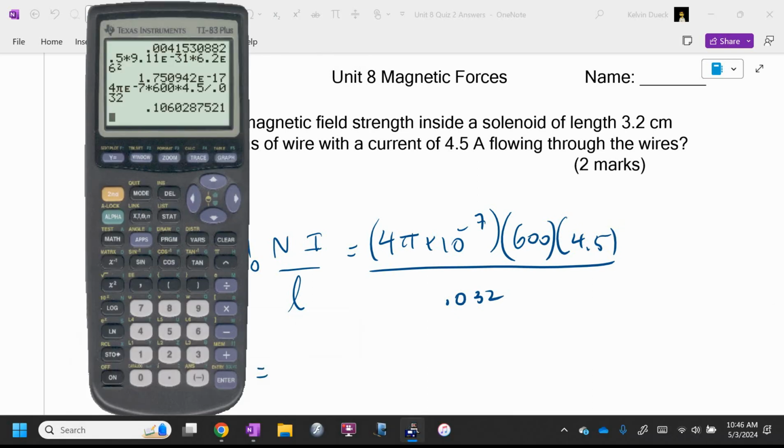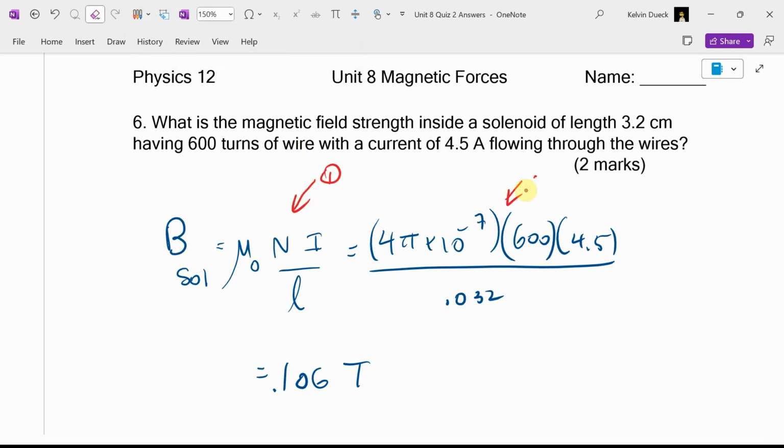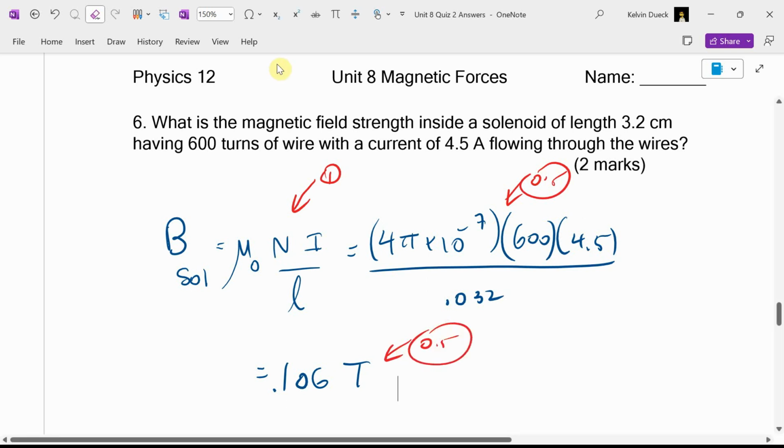Did you get 0.106 Teslas or no? That's you nodding? Teslas. I guess here I would give you 1 whole mark for recognizing the equation, half mark for the numbers, half mark for the answer.